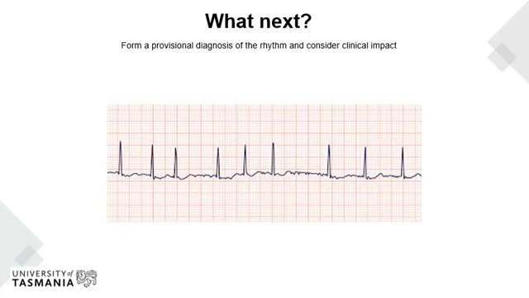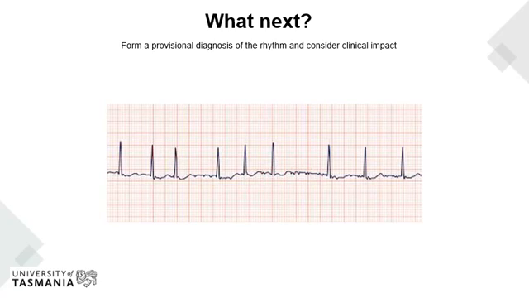After gathering all of our information from going through those 5 steps systematically, we now need to use that information to form a diagnosis of the rhythm. And this is essentially where we give the rhythm a name. So for example, the rhythm on screen would be called atrial fibrillation.